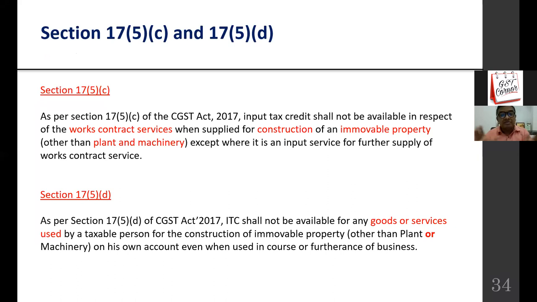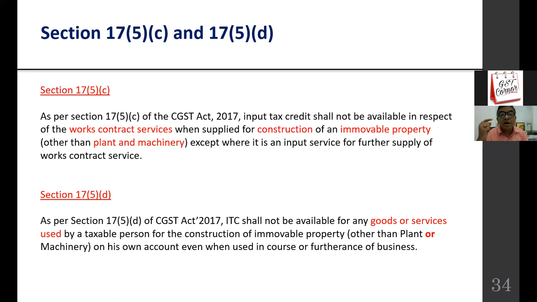So in 17.5c, what is there? It's on the provision of works contract service for the construction of immovable property other than plant and machinery, except when it is used as an input service for further supply of works contracts. And what is 17.5d? 17.5d says that you are taking the goods or services and it is used by the taxable person for the construction of immovable property, on his own account.